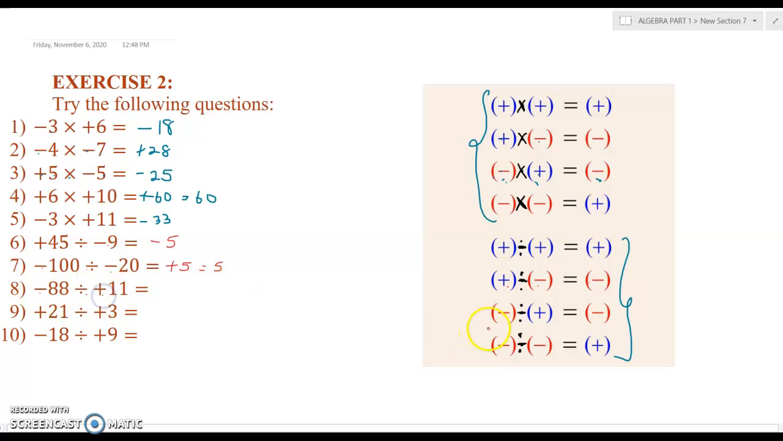Negative divided by a positive gives a negative, and then 88 divided by 11 is 8. Positive 21 divided by positive 3 is just positive 7, which is just 7. And whenever these signs are different, you get a negative. 18 divided by 9, negative 2. Again, you could use a calculator and double check these answers as well. Practice, practice, practice. Practice makes perfect. Any questions you have, feel free to ask.